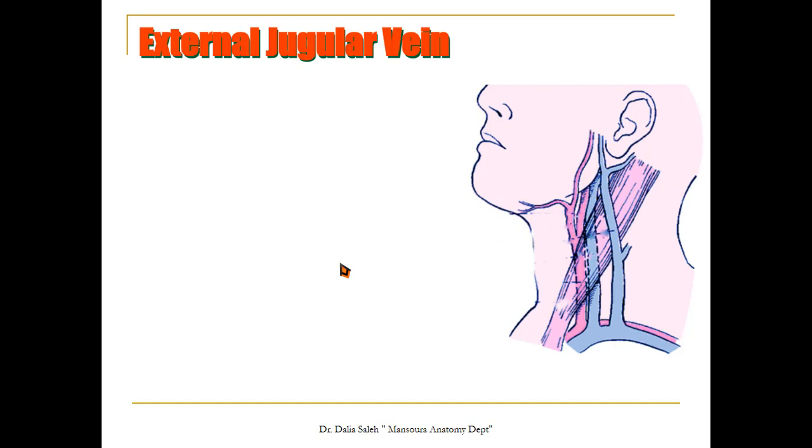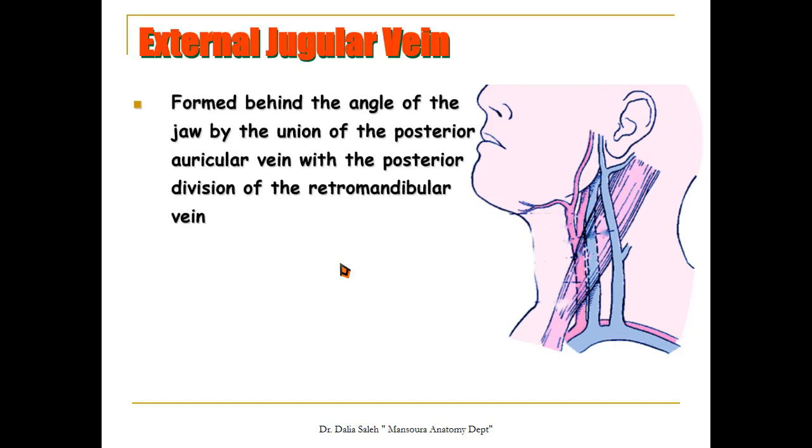For the veins, or the major veins of the neck, we have the jugular system of veins. I will focus only on two, the external and internal jugular veins. The external jugular vein, we have mentioned it before in the face. It is formed behind the angle of the mandible or the angle of the jaw by union of two veins, the posterior auricular, the one that comes behind the ear, and the retromandibular vein here. And when they join together, they will form the external jugular vein.